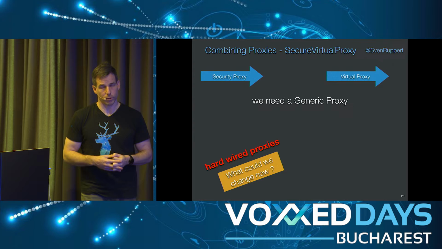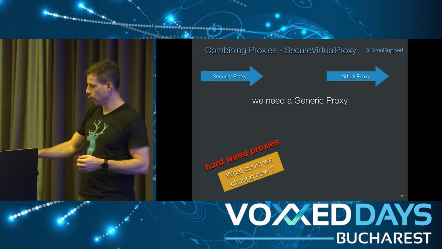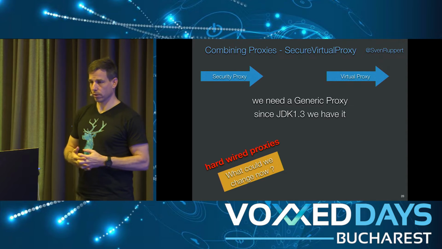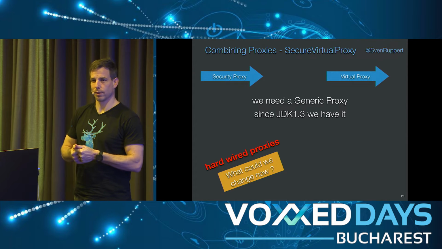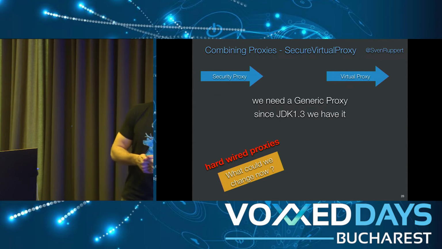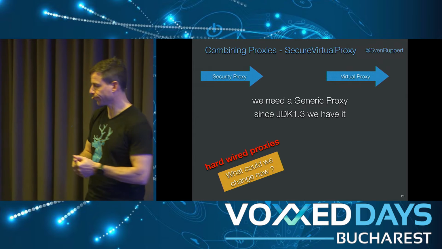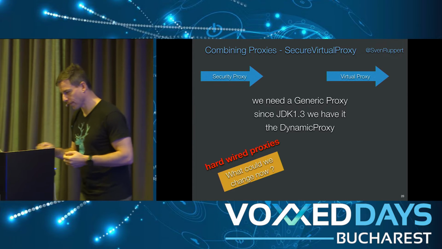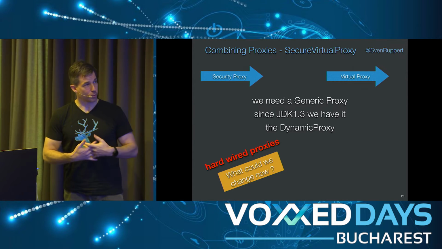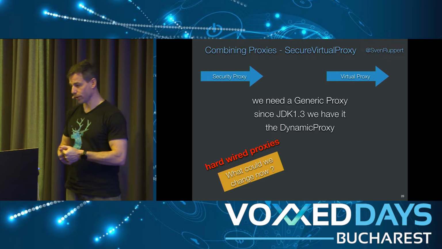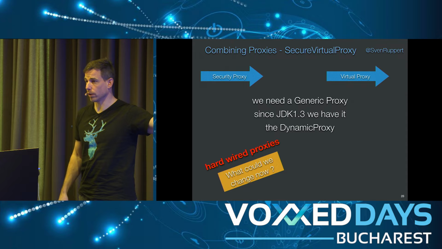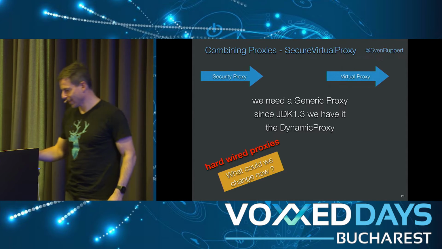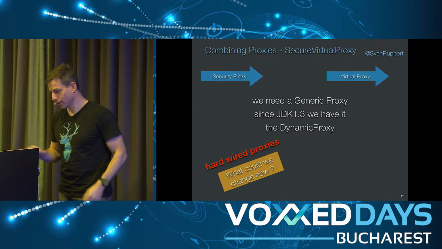What we need is a generic proxy. And it's really a long time ago. Whoever coded in JDK 1.3? Okay, then we both are the oldest in this room, I think. And there was one famous thing called dynamic proxy. Who is using dynamic proxies, or heard about it? Okay, nearly the same. It's not bad. It's old, but not too bad.